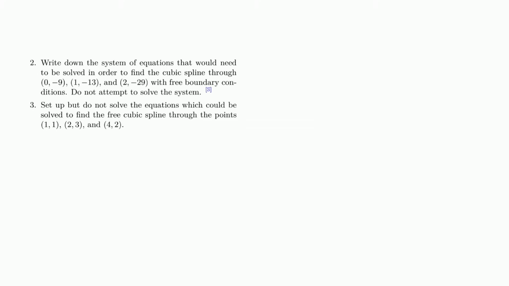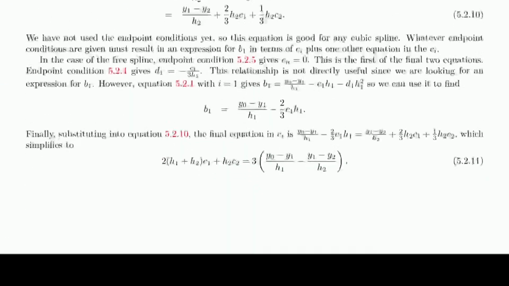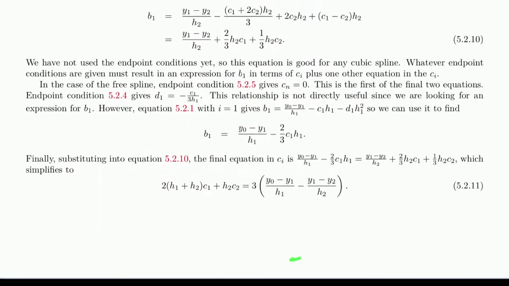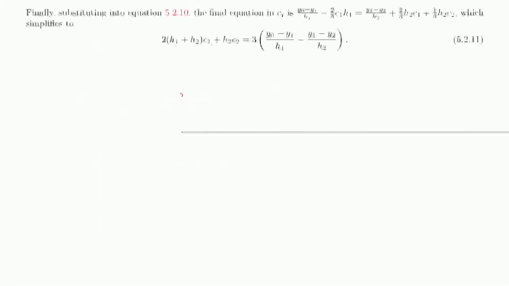Okay, so write down the system of equations needed to solve in order to find the cubic spline through these 3 points. Let's see. I'm going to just crop this down so we don't have to look at problem 3. And then we're going to put the other one down here once I figure out how to extend this. There we go. Give me a sec. If we get to it, I don't know if we'll get to it.